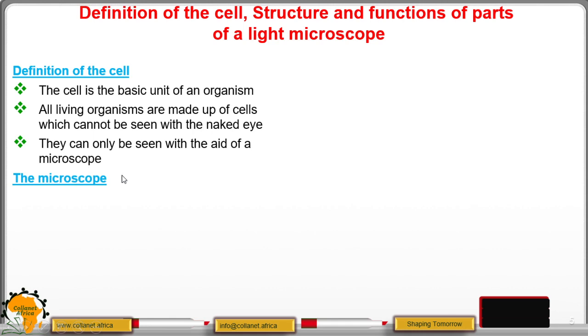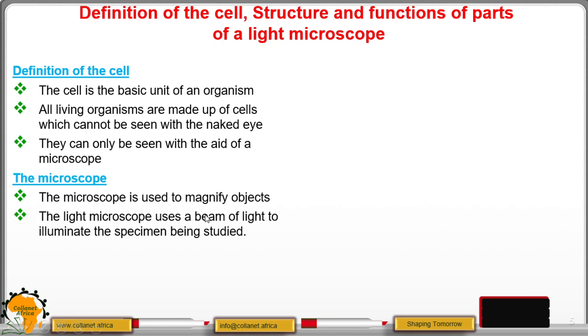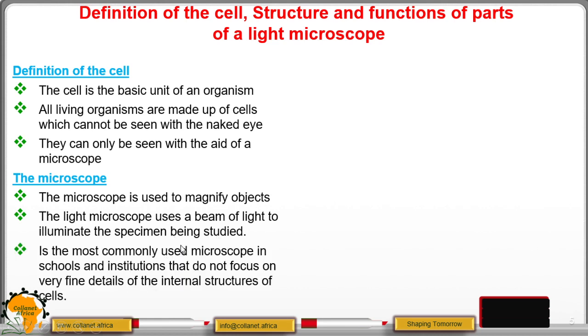What is a microscope? The microscope is an instrument used to magnify or enlarge objects. The most common type of microscope is the light microscope that uses a beam of light to illuminate the specimen being studied. This light microscope is the most commonly used microscope in schools and institutions that do not focus on very fine details of internal structures of cells.